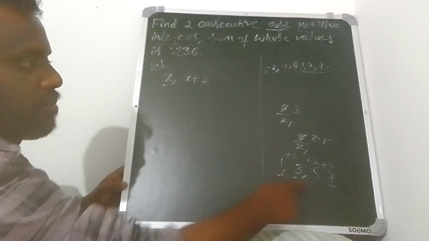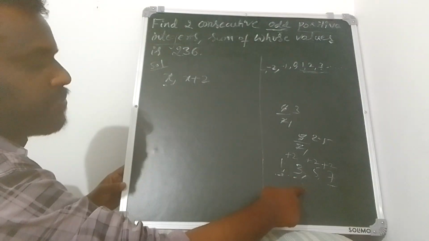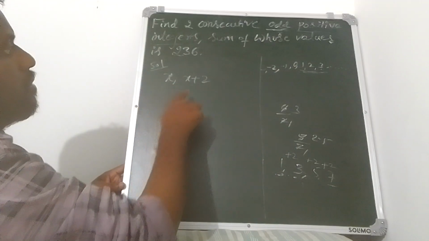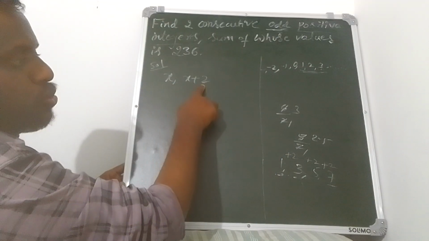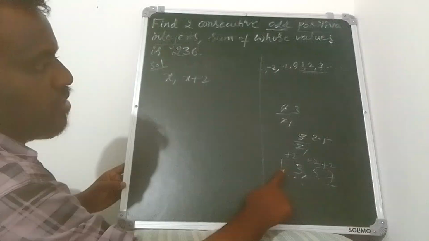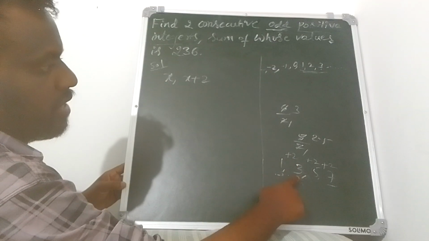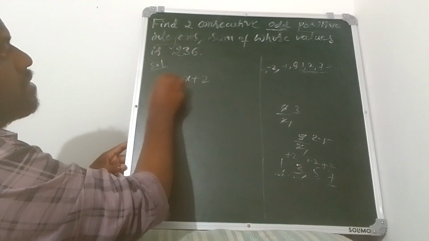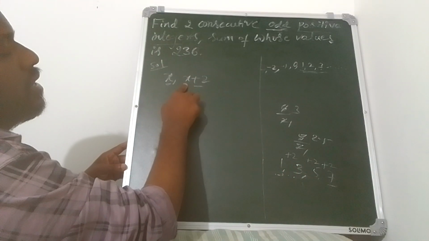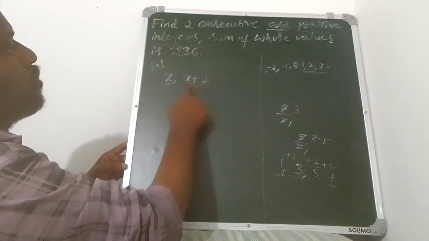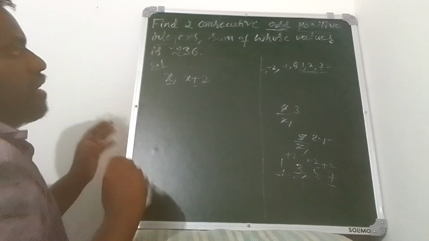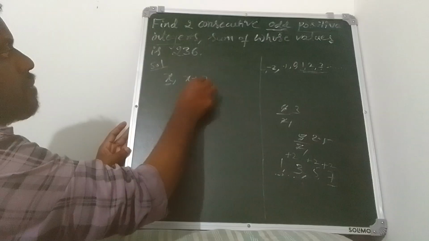Consecutive means next number, as I have already explained here. So we have to take the next number as x plus 2. For the first number, if we add plus 2 we get 3. So for the first number x, if we add plus 2 we get the next consecutive number. So we should take x plus 2 only. So the numbers are x and x plus 2.